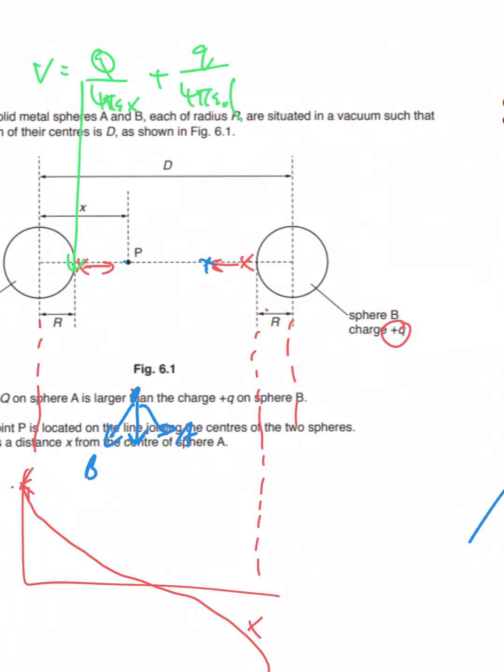Actually, it wouldn't be X, wouldn't it? Let's not call it X. At this one, it will be R, because I'm a distance 1 radius away. And on this one, it will be D minus R. Yeah, D minus R, won't it? Because this is distance R. So it'd be D minus 2R. Okay. Can I do anything else with that?